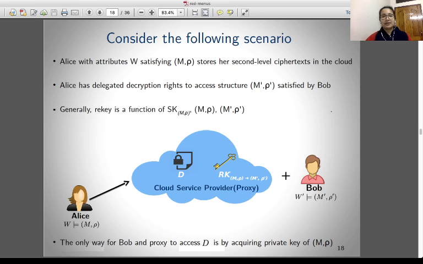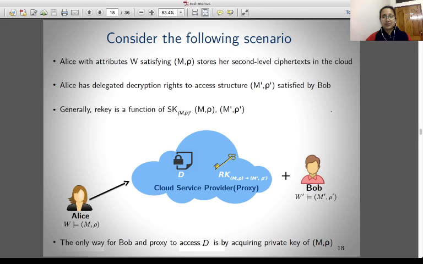Now consider the following scenario. You have a delegator Alice who satisfies the access structure M row, and she is going to store her second level ciphertext in the cloud. So let me remind you, the second level ciphertext in the single hop setting cannot be re-encrypted any further. Now Alice has delegated her decryption rights to an access structure M row dash, which is satisfied by Bob. So Bob is a delegatee in this situation. Now usually the re-encryption keys are generated in such a way that it is a function of the secret key of the delegator access structure M row, the access structure M row, and the access structure of the delegatee M row dash.